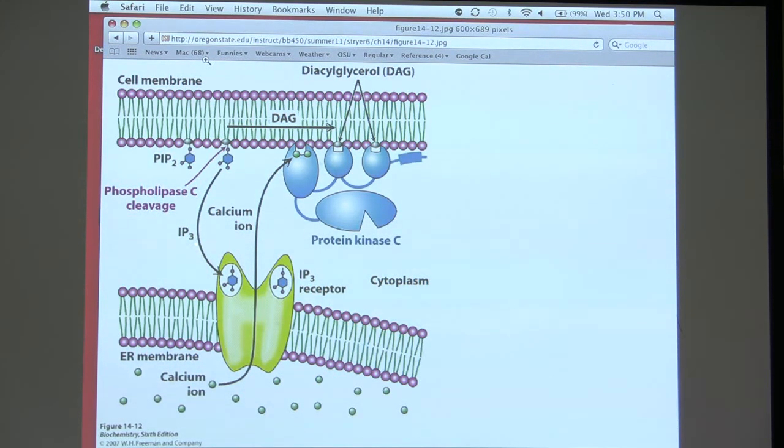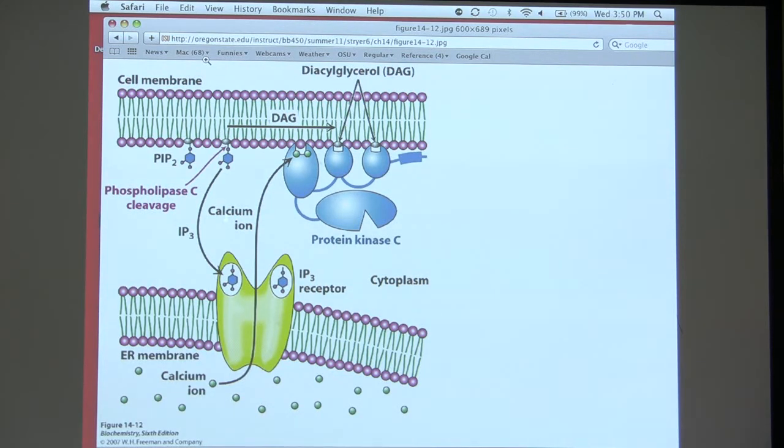The movement of IP3 into the cytoplasm allows it to interact with a receptor on the surface of the endoplasmic reticulum. That causes the receptor in the endoplasmic reticulum to open up. It's basically a pore, open or close. That's all it does. So when it binds to IP3, it opens up. And since there are a lot of calcium ions in here, the calcium ions are allowed to leave, and they come flowing out of the endoplasmic reticulum.